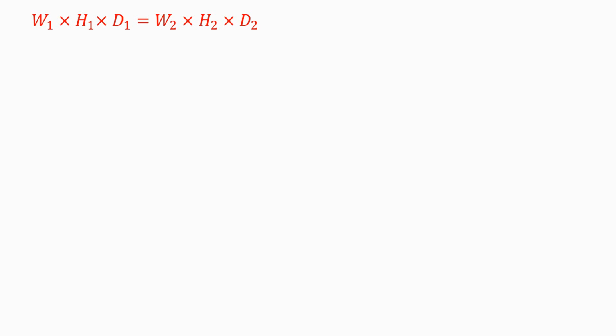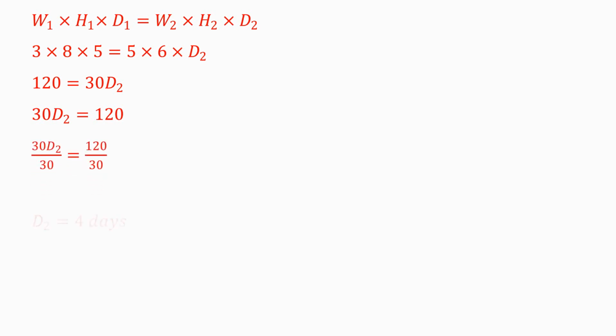So we substitute with the figures. The first set was 3 workers working 8 hours per day for 5 days. Then the second set is 5 workers working 6 hours per day. We need to find the number of days they take to complete the task. And so 120 is equal to 30 days, which is the same as 30 days is equal to 120. So we divide both sides by 30. We have the days taken were 4 days.